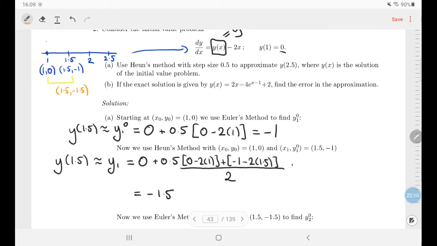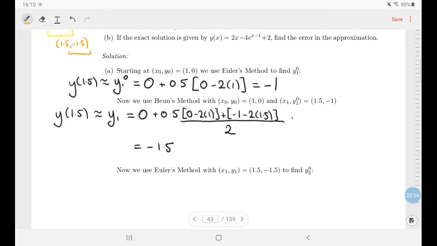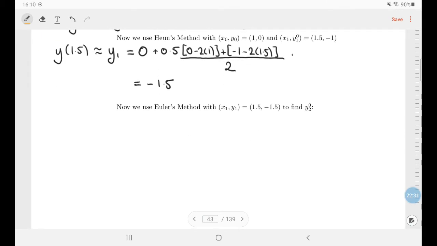Now I'm going to jump from here to what's going on at 2, and I'm going to combine what's going on at 2 with what's going on at 1.5 to come up with a better approximation. So I do a rough guess at what's going on at x equal to 2 to get a good guess for what's going on at x equal to 2. Let's see how we get on here.